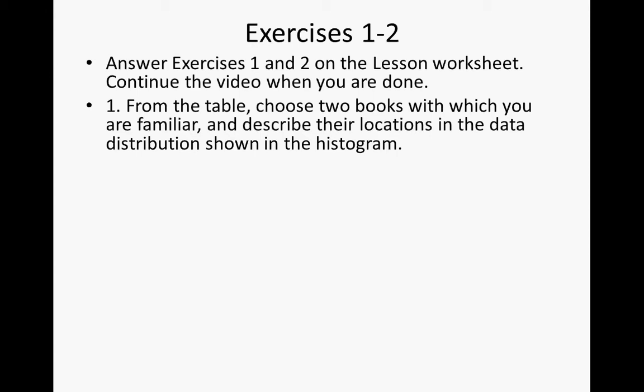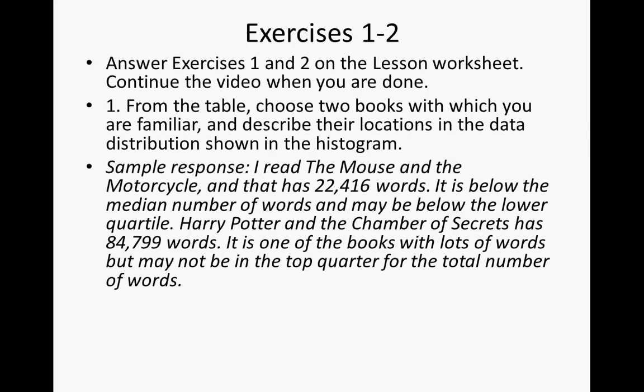For number 1, from the table, choose 2 books with which you are familiar and describe their locations in the data distribution shown in the histogram. And this would be a sample response. I read The Mouse and the Motorcycle, and that has 22,416 words. It is below the median number of words and may be below the lower quartile. Harry Potter and the Chamber of Secrets has 84,799 words. It is one of the books with lots of words, but may not be in the top quarter for the total number of words.